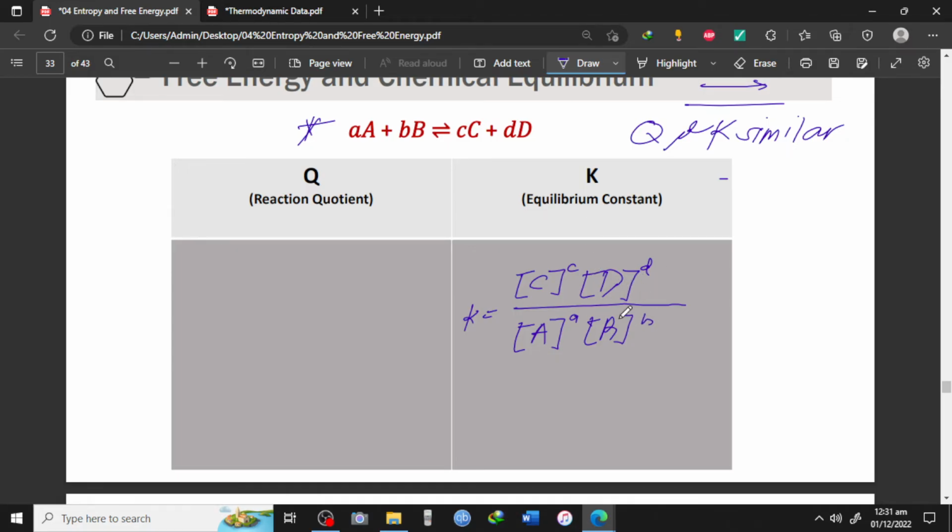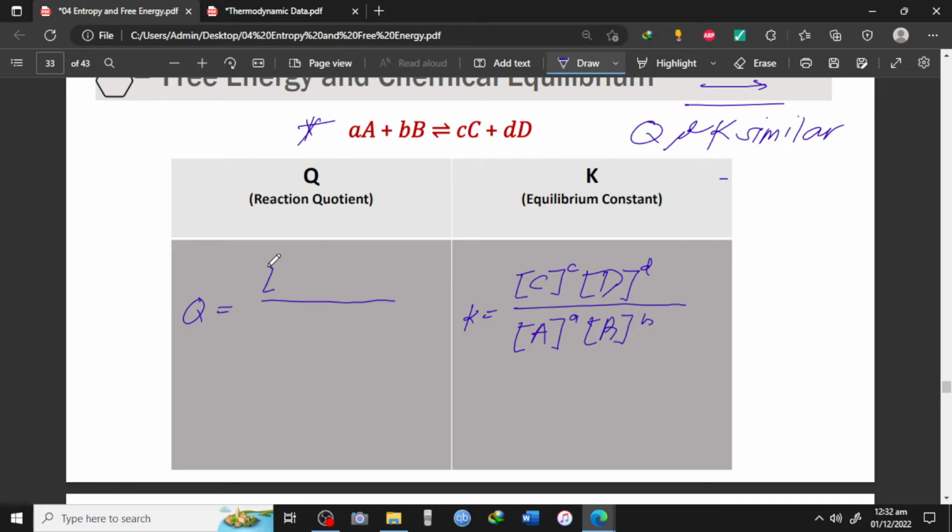Ganun lang kadali isulat si K. So, for Q naman, same nga lang din sila, pero this should be in the initial stage or before the reaction happens. So, for Q, same lang din, no? Ratio lang din siya ng product over reactant raised to their stoichiometric coefficient, pero at the initial state.